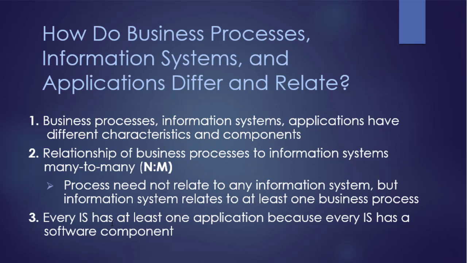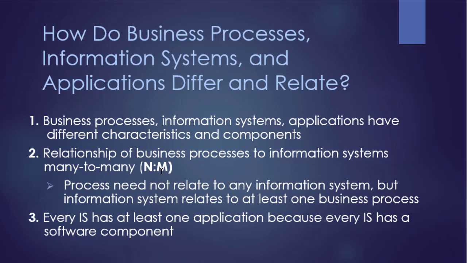The relationship of business processes to information systems is many to many. You might see it abbreviated like this, N:M. This is similar to the same concept that we have with relational databases. So that means that there can be many business processes that are related to many different information systems, and many different information systems can have many different business processes.